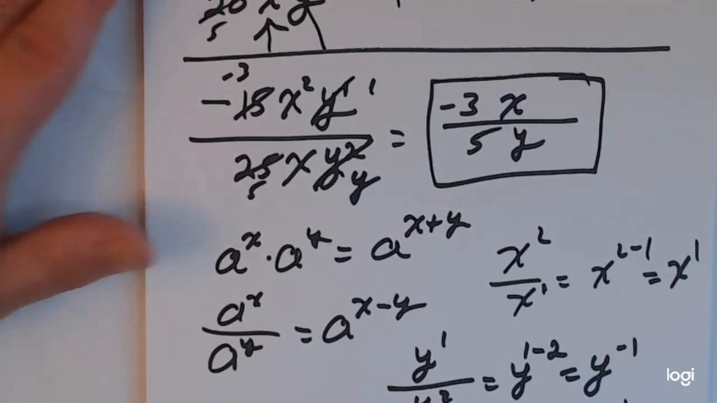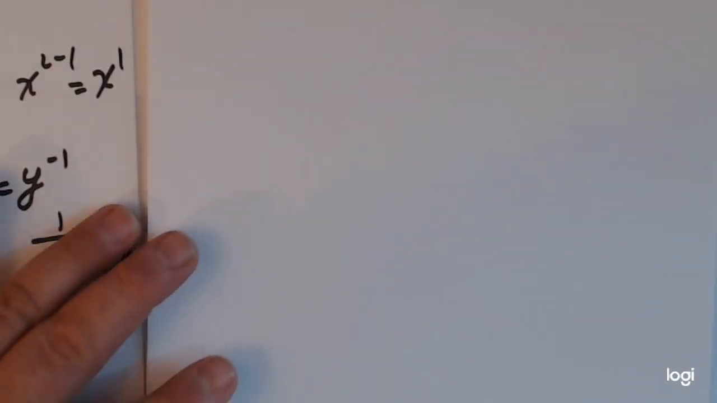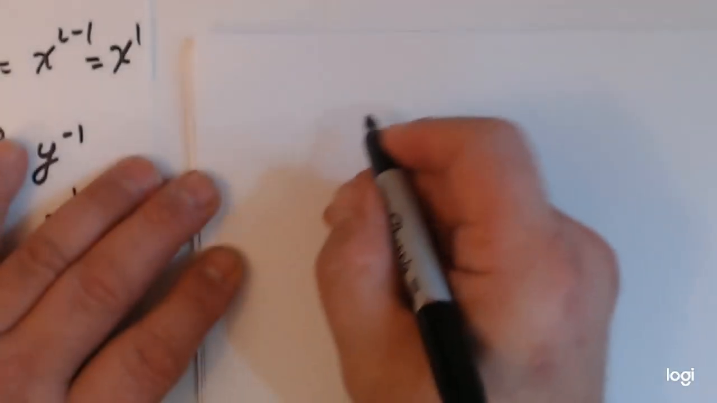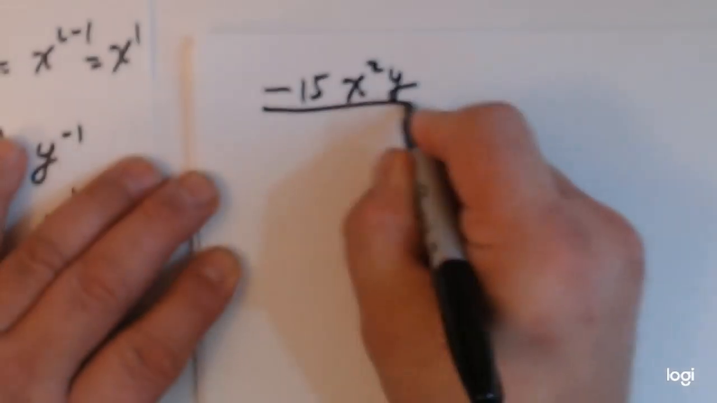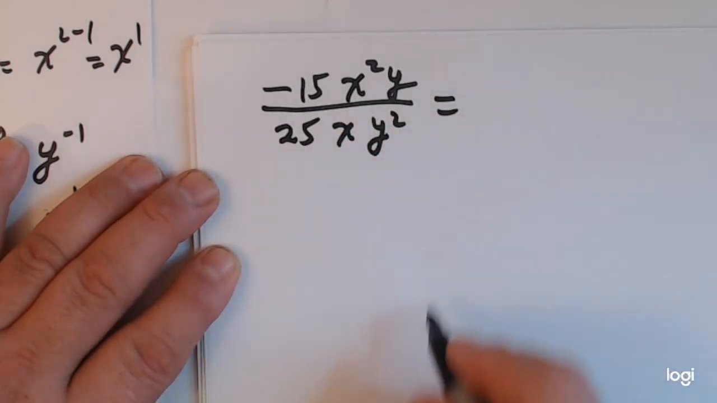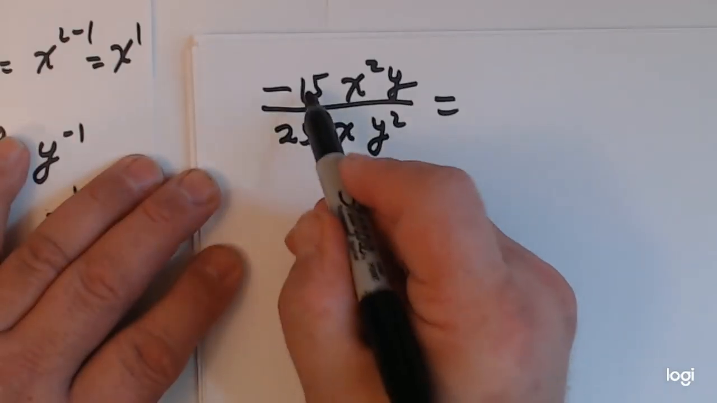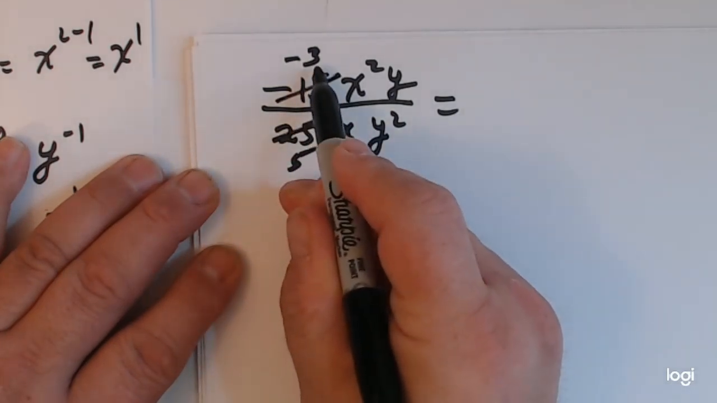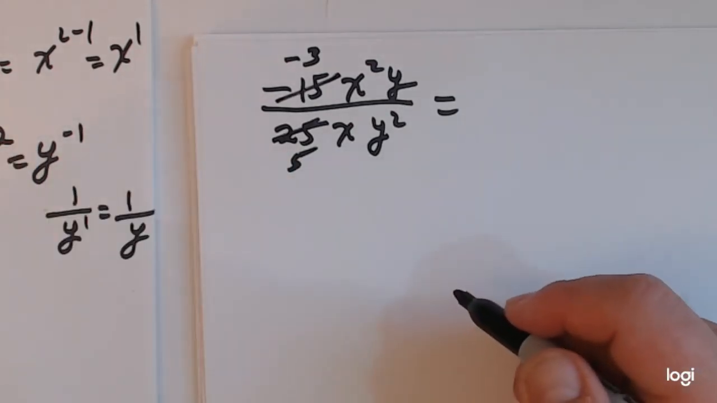All right, let me just go back over that. That's a little bit more difficult than what we did in the prior few examples. So let's start a new page here. Let me put this problem up once more. Negative 15 x squared y over 25 xy squared. We dealt first with the 15 and the 25, and we got 5 is the greatest common factor, so negative 3 and 5. 5 goes into negative 15 negative 3 times. It goes into 25 5 times. So that's the easy part.